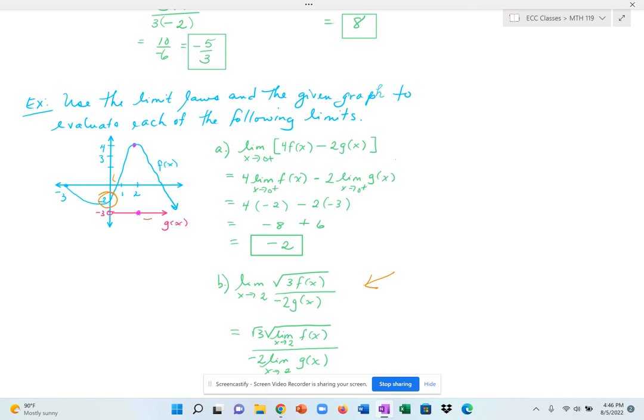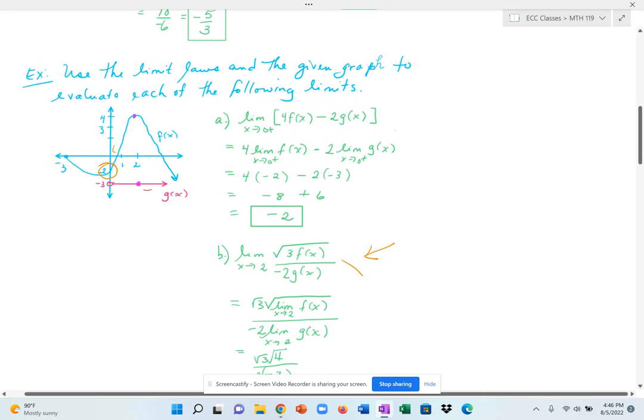So again, I'm using several limit laws here. One for the radical, one for the coefficients in front of f of x and g of x, and the law regarding a quotient. So when I rewrite this in terms of the limit laws, it should look like this.